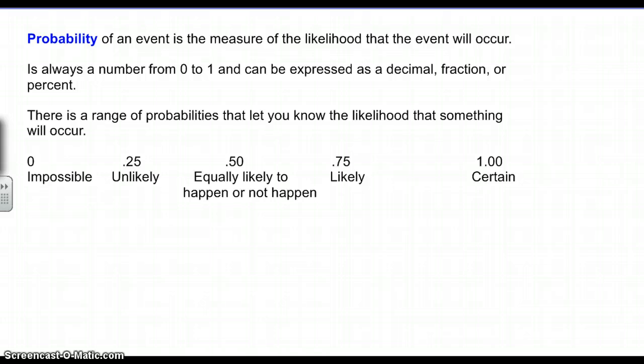So if you get the probability of 0, it's impossible that it would happen. If it's 25% or 0.25, it's unlikely. If it's 50%, it's equally likely to happen or not happen. If it's 75%, think of it as likely to happen. And if it's 1 or 100%, it would be certain. When you're thinking about these percentages, think of a weather forecast. If it says there's a 25% chance of rain, you know it's not very likely to happen. But if there's a 75% chance of rain, you know it is likely to happen.